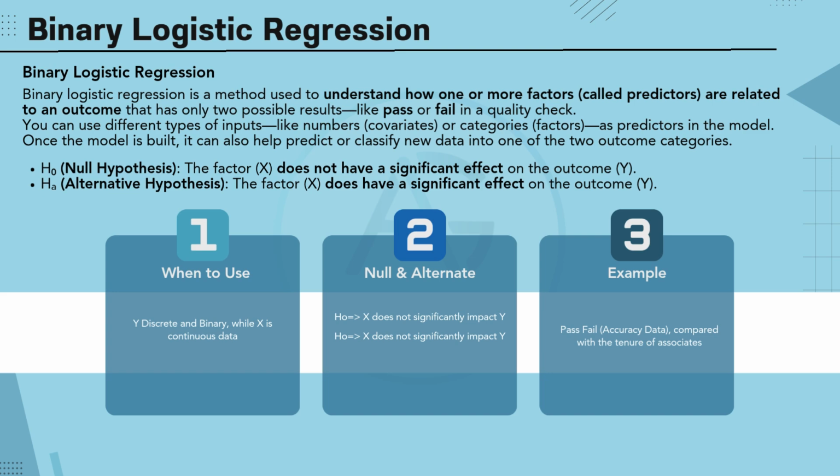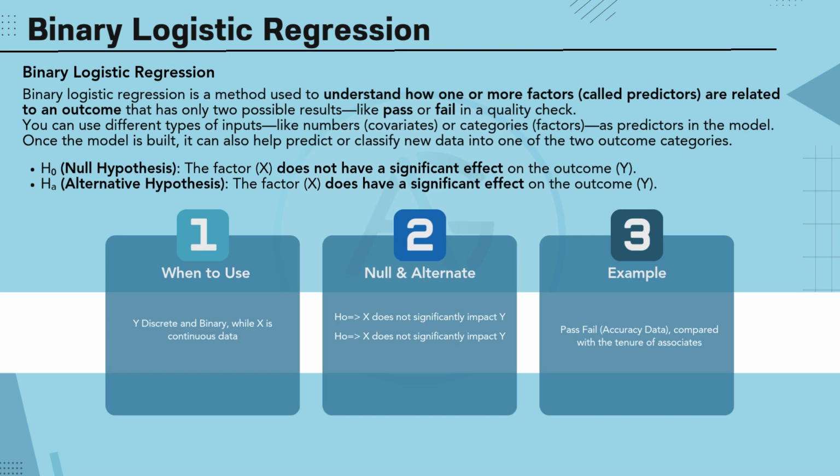Let's break this down. Use this test when your y variable is binary and your x variable is continuous. Example: whether a product passes a quality check, y, based on the number of training hours completed by the operator, x. Now in terms of hypotheses, the null hypothesis, H0: x does not significantly affect y. The alternate hypothesis, HA: x does significantly affect y. This is where p-values help us decide which hypothesis is likely to be true.